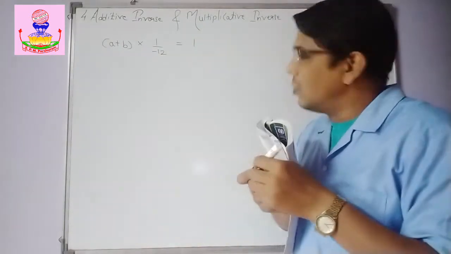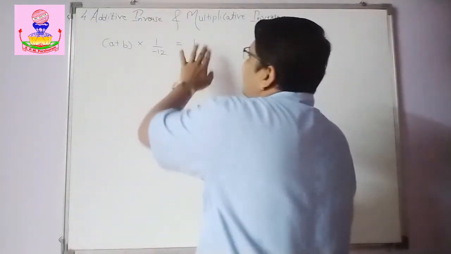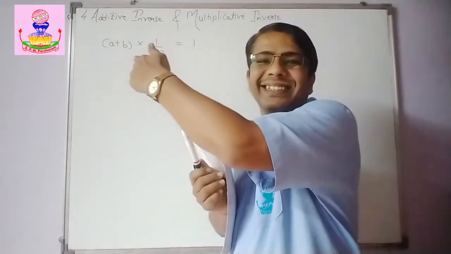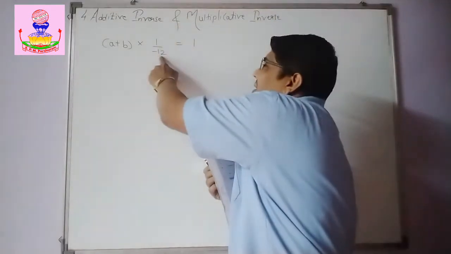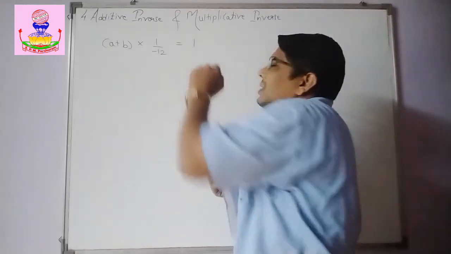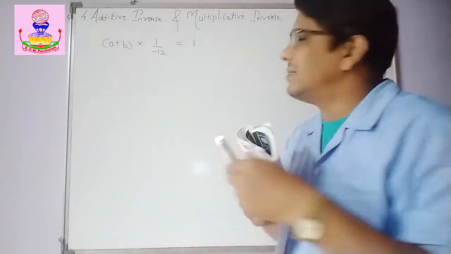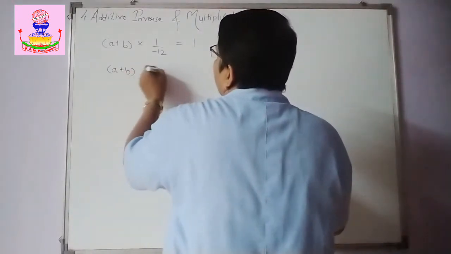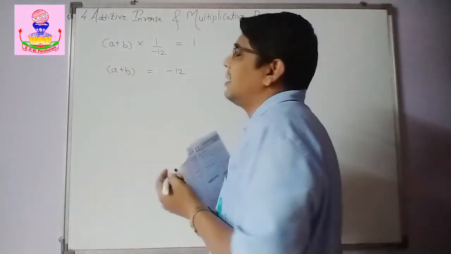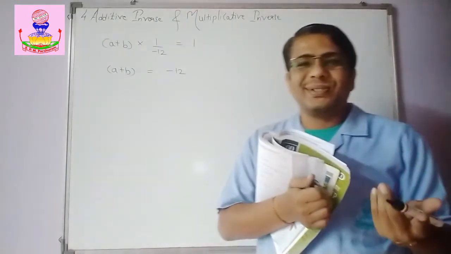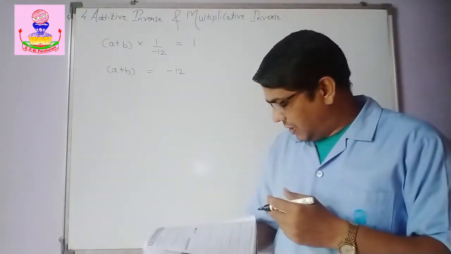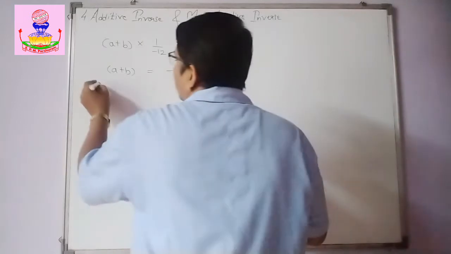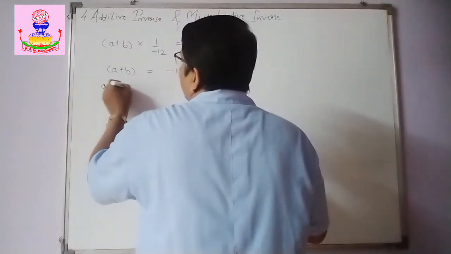So what can I do? I can bring this minus 12 this side. It is in multiplication. And here it is in denominator. So when this comes to this side, it will go in numerator. Right? So a plus b, that is equal to minus 12. Multiplying both sides by minus 12. Exactly. Now value of a is given. Value of a is minus 4. A is equal to minus 4.